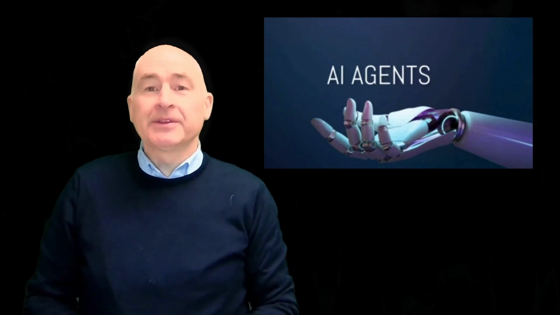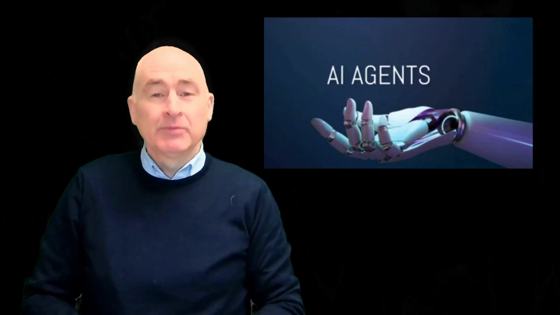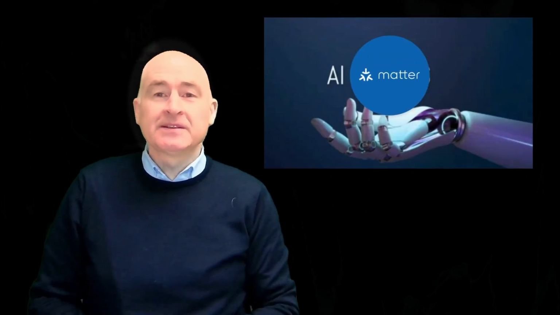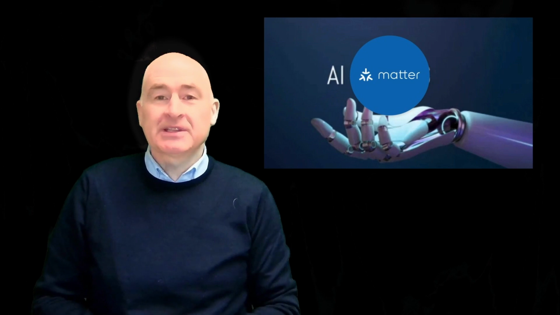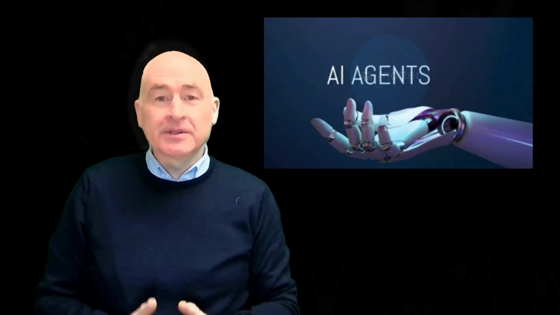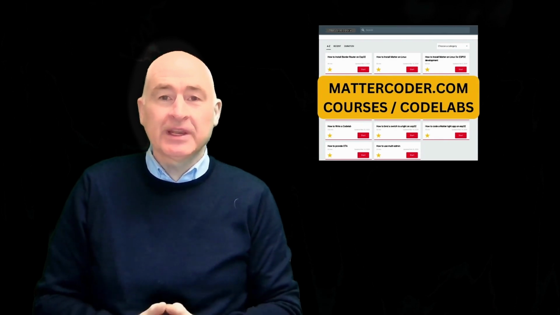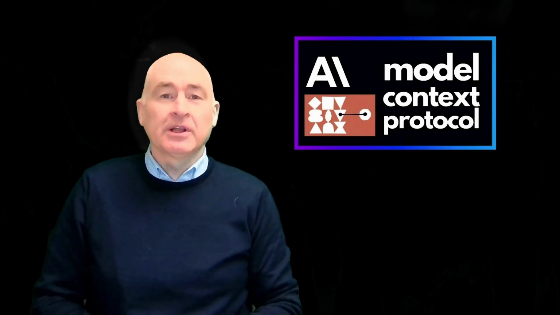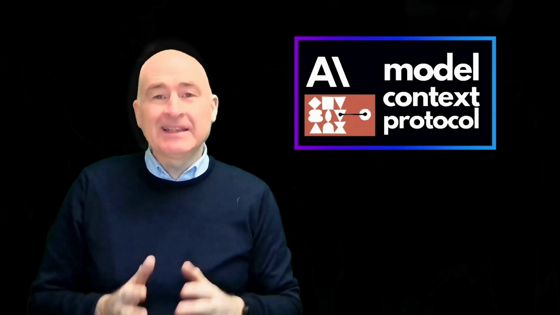We're all talking about the arrival of AI agents, but you know what's even more exciting? Getting them to control real-world devices using Matter, the new smart home standard. At MatterCoder.com, we built a hub packed with code labs and courses to train developers on Matter and AI. And with the Model Context Protocol, you can plug this knowledge directly into AI models.